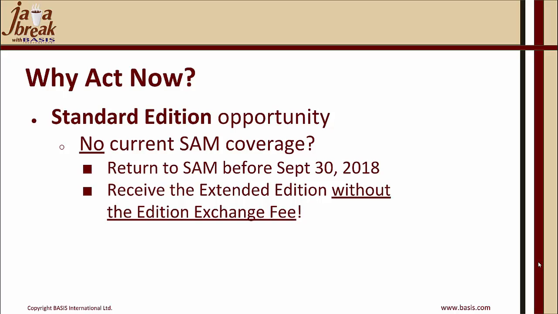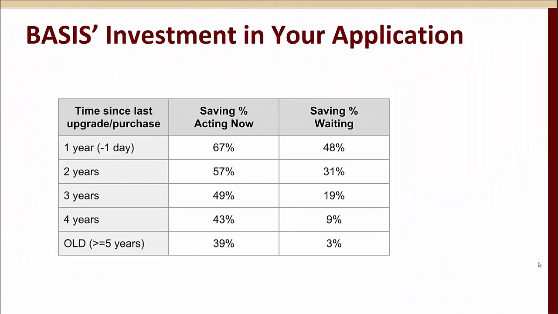Let's put that in perspective. What is the investment Basis is making in your application for you to make this move as painlessly as possible? We've put together a little chart that you might be able to relate to rather well. We have 3 columns: time since your last upgrade or purchase of your Standard Edition license, your percentage savings if you act now before September 30th, and what your reduced saving would be if you waited until after September 30th.